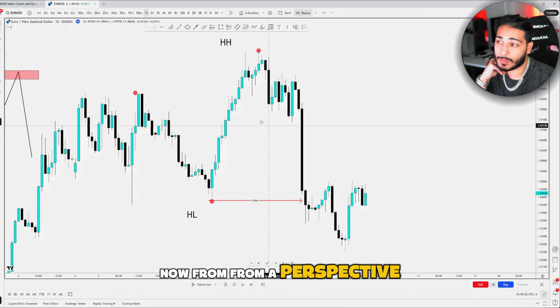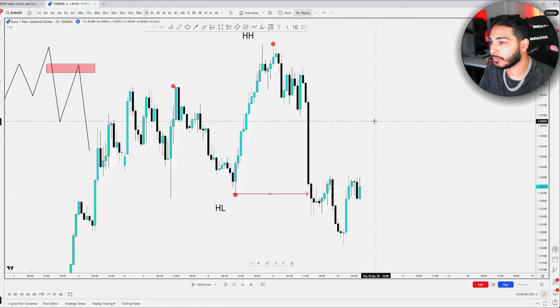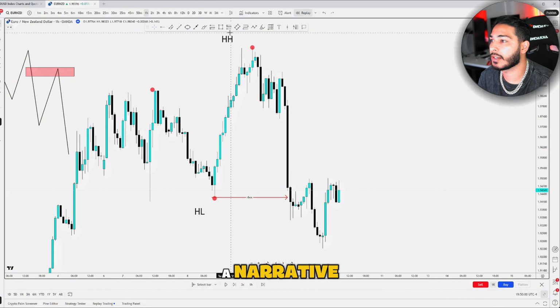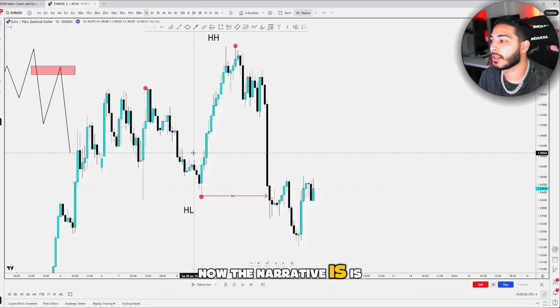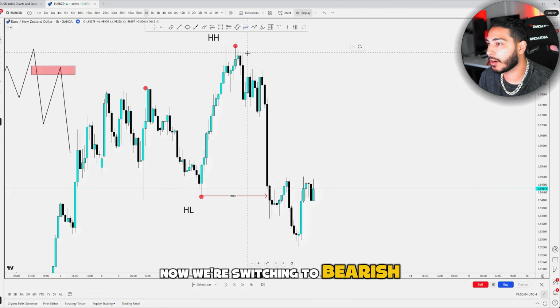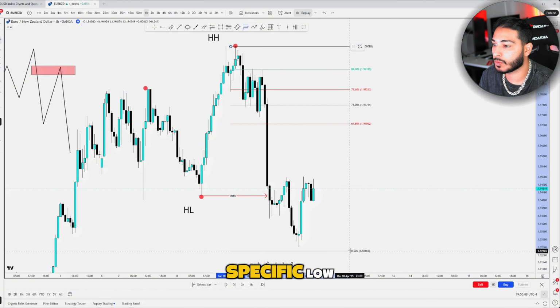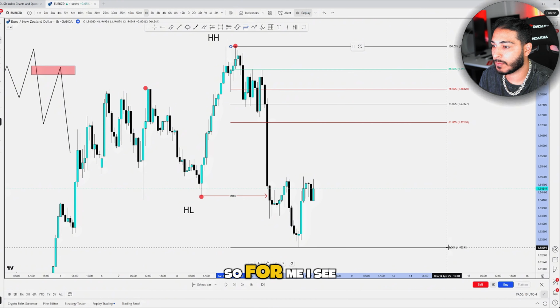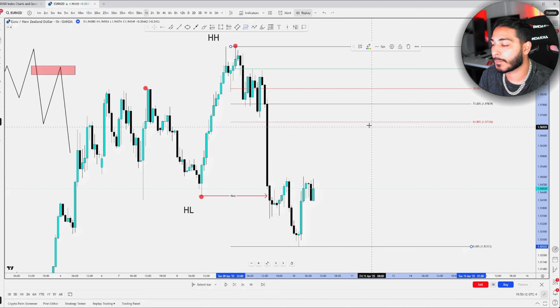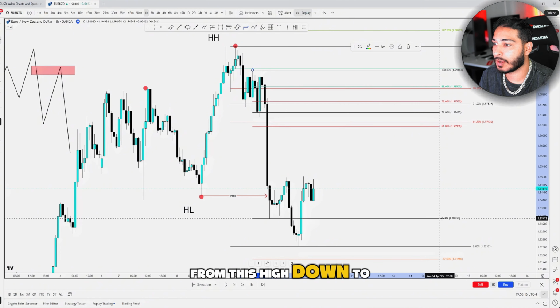Now, from a perspective of the actual charts, what we have to do is start creating a narrative. Now, the narrative is we were bullish, now we're switching to bearish. Since we're switching to bearish, we have to take the high that put in that specific low. So for me, I see this one here. And then I also like to draw another fib from this high down to this low.